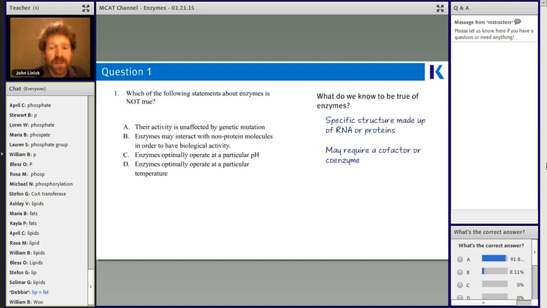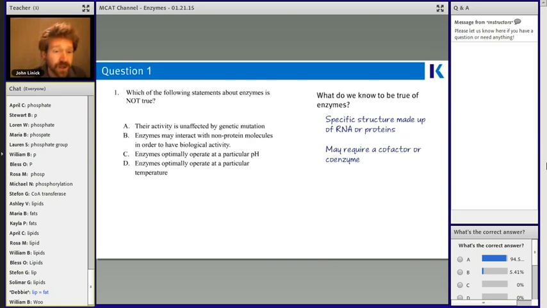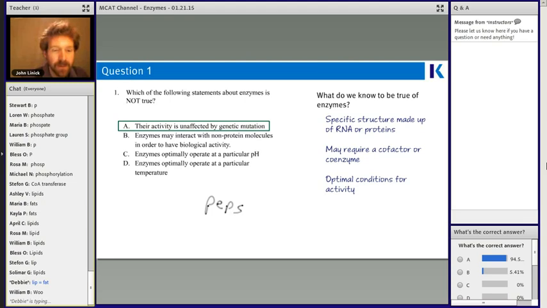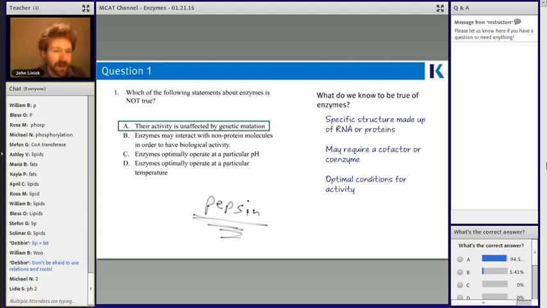We also know, of course, that many do require cofactors or coenzymes. We also know that they function at very specific pHs and temperatures, which is why they can be affected by genetic mutations. Many different genetic mutations that we talk about are largely due to basically mutating enzymes. Let's give an example. How about the enzyme pepsin? Pepsin's a great example of an enzyme to talk about. So in pepsin, what would its primary pH and temperature be?